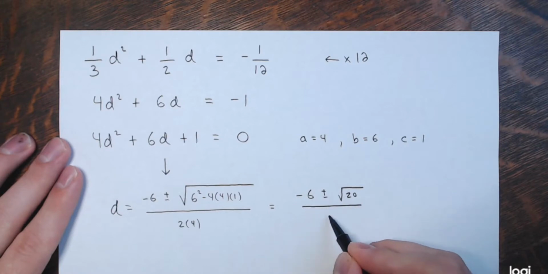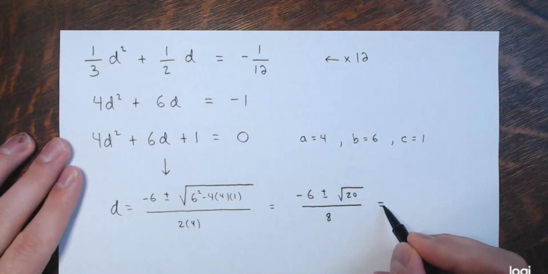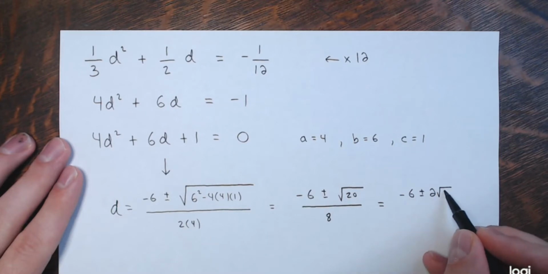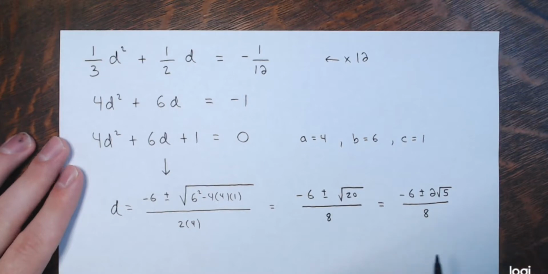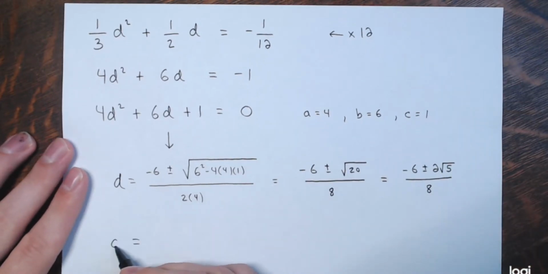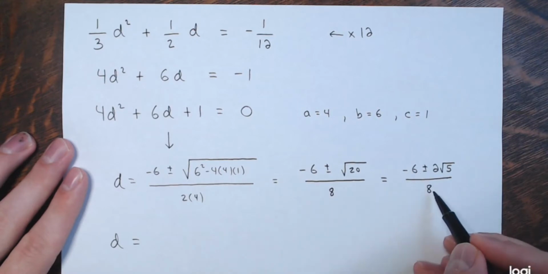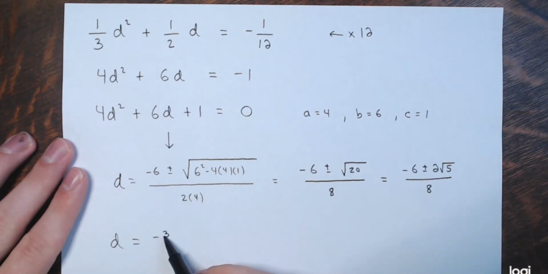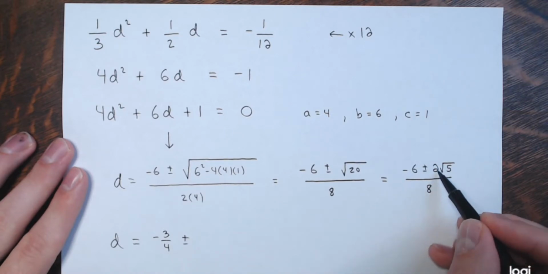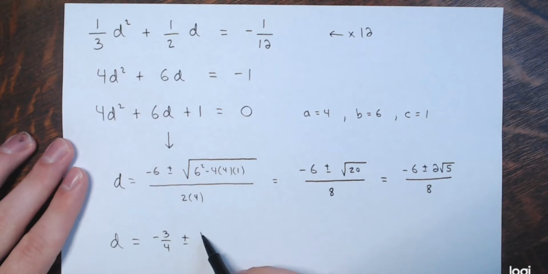all divided by 8. And the square root of 20 can simplify, right? That's 2 times the square root of 5. Square root of 4 times square root of 5, and then all this divided by 8. And then dividing each of these by 8 gives us the following. -6 divided by 8 reduces to -3/4. Then plus or minus, and then the 2 goes into 8 4 times, so you'd have the square root of 5 divided by 4.